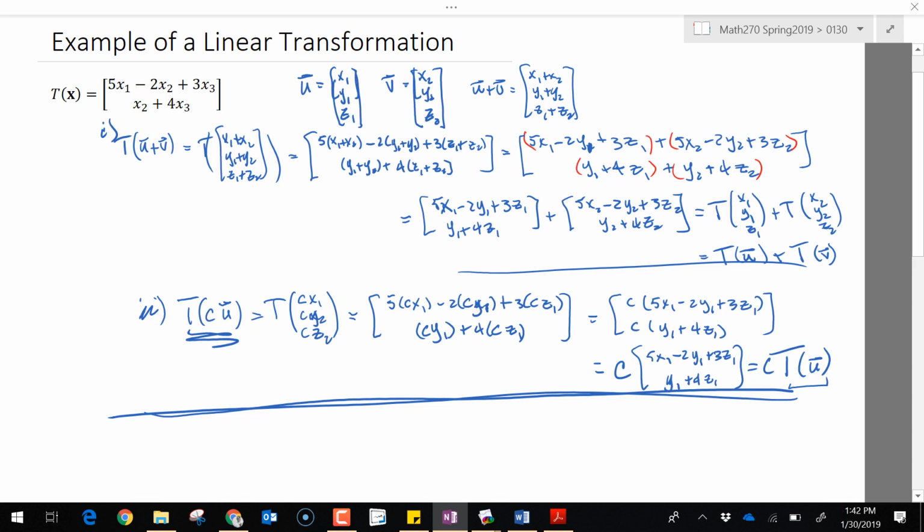Any questions? All right. The bottom line is that if you have your variables and you're not taking your variables to any powers or taking them to sine or cosine or any weird thing like that, logarithms, exponentials, then you're probably going to have a linear transformation. Also, you have to make sure you're not adding any constants.